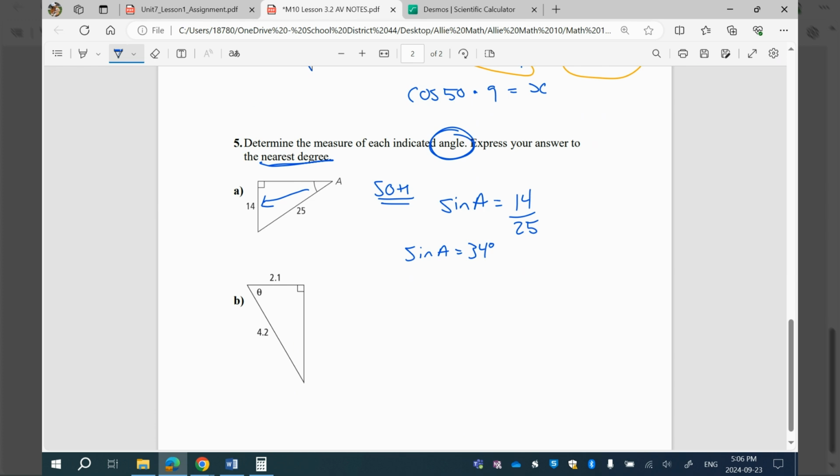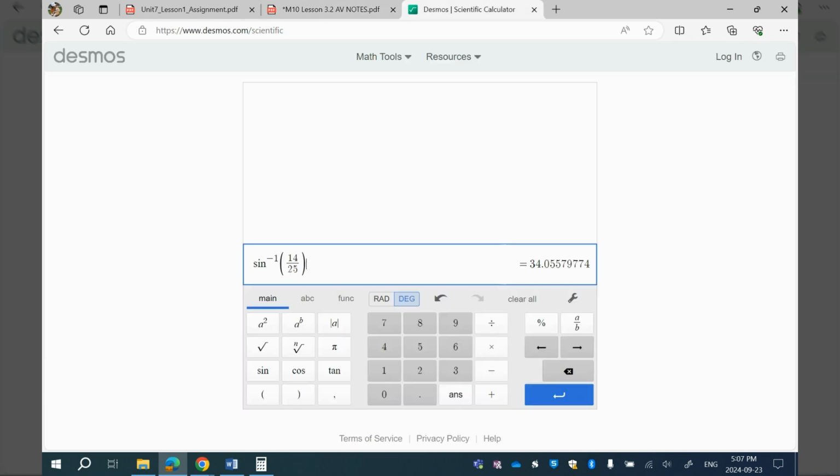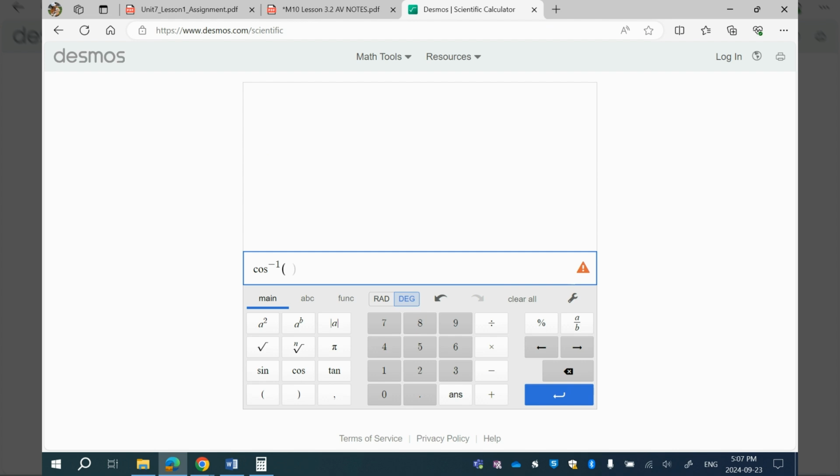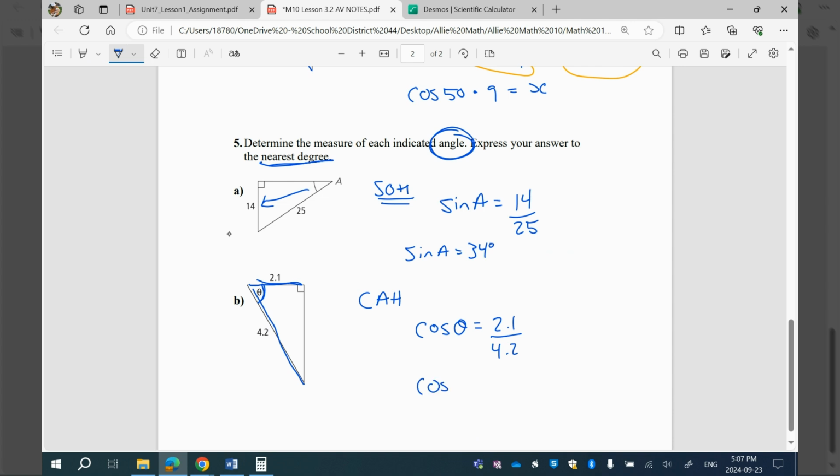And our next one, here's our reference angle right here, theta. We have the adjacent side and we have the hypotenuse, so we can use cosine for that. So the cosine of angle theta equals adjacent 2.1 over 4.2. We need to use inverse again because we're looking for an angle. We've got 2.1 divided by 4.2, and that equals 60. So theta equals 60 degrees.